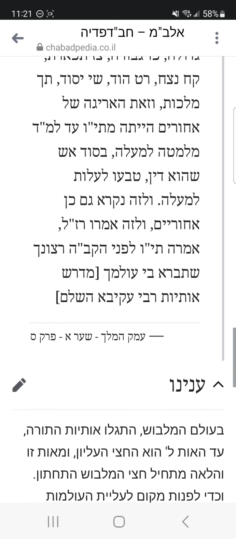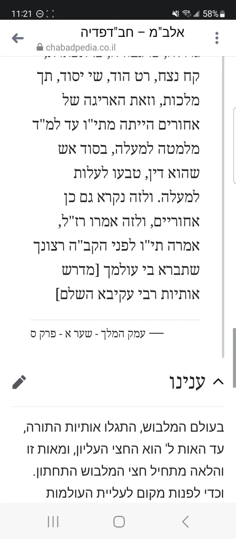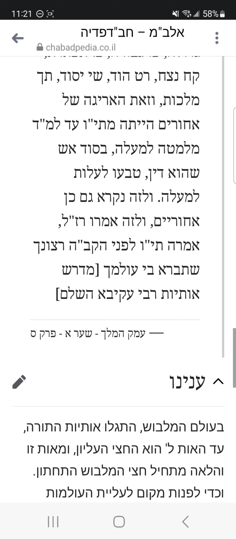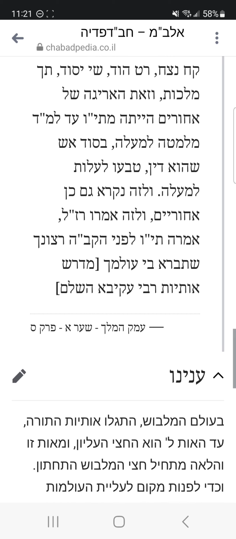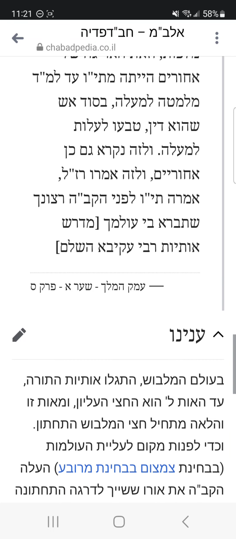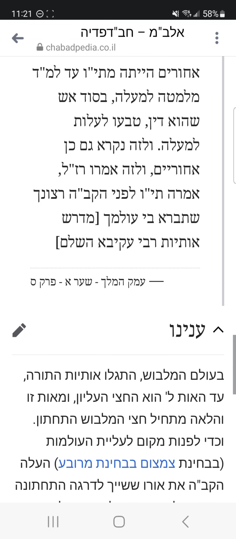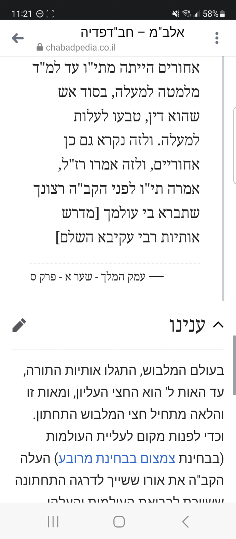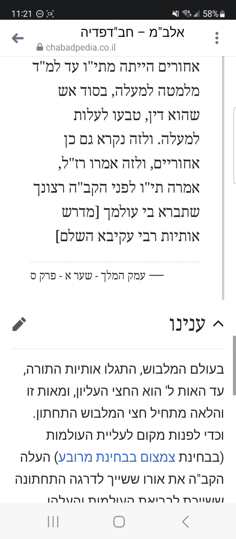And this arrangement of backwards was from taf until lamed. Mitaf ad lamed. From the final letter of taf until the middle letter of lamed. Milemata lemala, from the bottom to the top, from bottomwards to upwards. B'chinas eish shehu din, with the secret of fire, which is judgment. Tivah lealah lemala, its nature is to elevate upwards. V'zehu nikra gam kein achorayim. This is also called backwards.